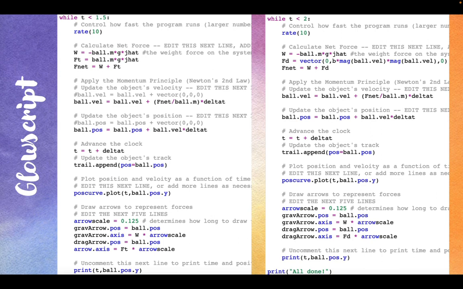Gravity is modeled as negative mass times gravity, with gravity being 9.8 meters per second squared. The drag force is in the positive y-hat direction since it is opposing the gravitational force, in the negative y-hat direction.